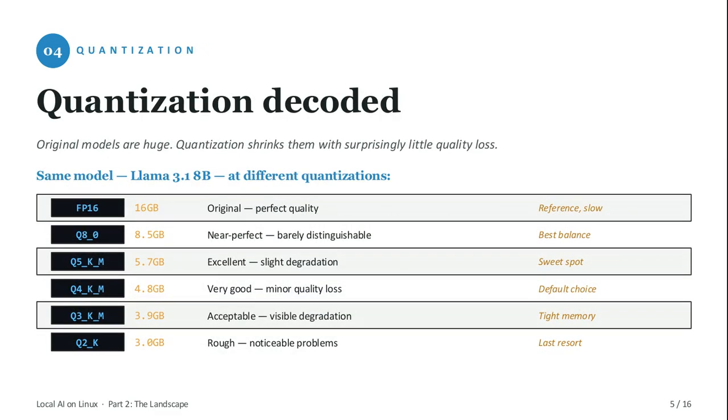Now, those models in their raw form are enormous. A full precision Llama 3.1 8B weighs in at 16 gigabytes. Quantization is how we shrink them to fit real hardware, and the quality loss is far smaller than you'd expect. Q4_K_M is the default you'll see everywhere, under 5 gigs, with quality that's genuinely hard to fault. If you've got the RAM, Q5_K_M is the sweet spot. Drop below Q3 only when memory forces your hand.